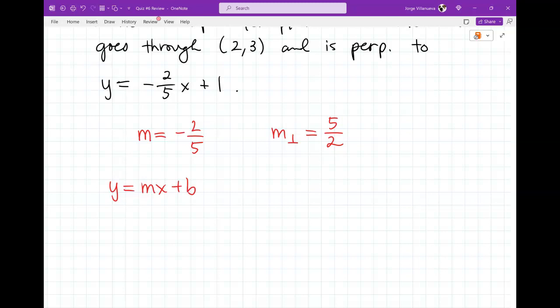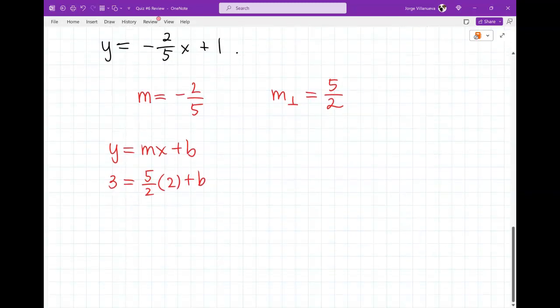Guys, they're giving you everything you need. You just got to look for it, right? So 2 is x and 3 is y. So here we go. 3 equals m, which is 5/2, times 2 plus b. Now, 5/2 times 2 is 5, so 3 equals 5 plus b. And if I get that 5 and throw it over to the other side, it becomes a -5, so I'm going to subtract it here. This becomes -2 equals b.